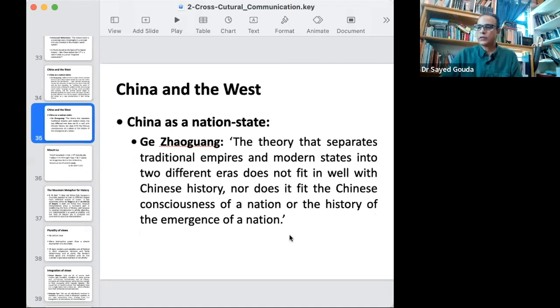He also says the theory that separates traditional empires and modern states into two different eras does not fit well with Chinese history, nor does it fit the Chinese consciousness of a nation. So in other words, he says this Western measure, this Western understanding, doesn't really fit Chinese history and is not suitable to understand it.